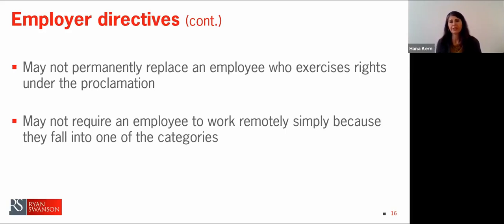So this particular proclamation is very worker driven. It applies if the leave or the accommodation is requested. So you can't go in, for example, and require all of your folks who are over 65 to work from home. The ball is in their court. One of the other things that you can't do is enforce provisions in an employment agreement or a collective bargaining agreement that contradict the terms of the proclamation. So another thing that we want you to do is review those and make sure that you are not enforcing terms in those agreements that might contradict what you're required to do under the proclamation.